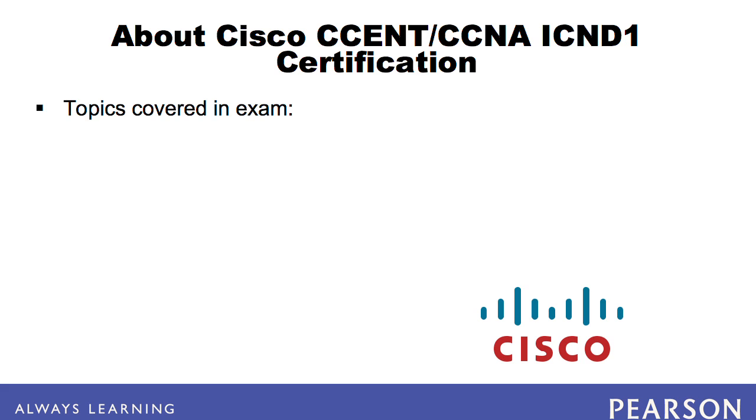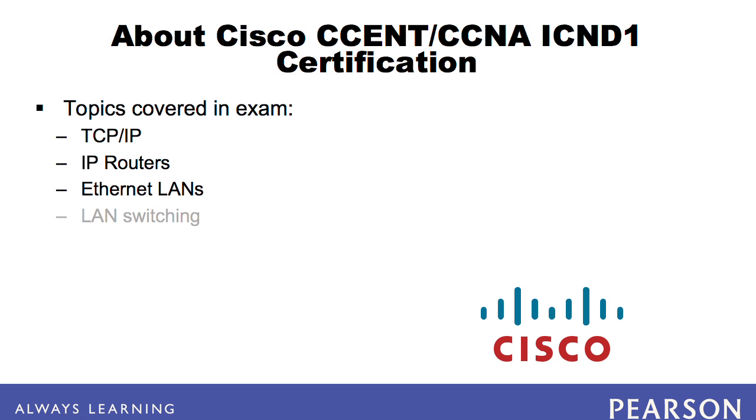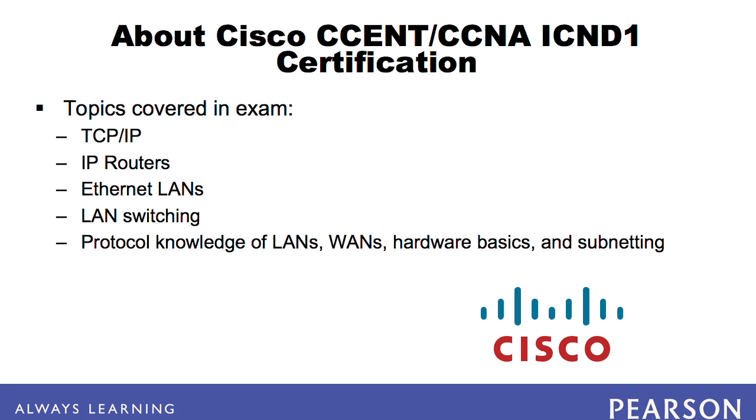The ICND1 exam includes the most basic topics related to modern networks. The topics include TCP/IP, IP routers, Ethernet LANs, and LAN switching. This exam also sets a foundation of protocol knowledge for both local area networks and wide area networks, hardware basics, and a heavy emphasis on IP addressing and subnetting. It also introduces the Cisco Command Line Interface, aka CLI, which is a text-based user interface used to configure, monitor, and troubleshoot problems on Cisco devices, including Cisco routers and switches.